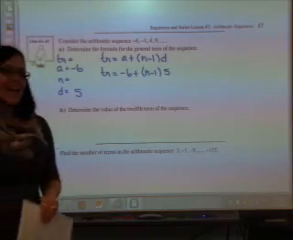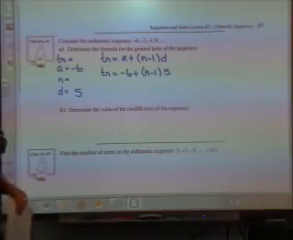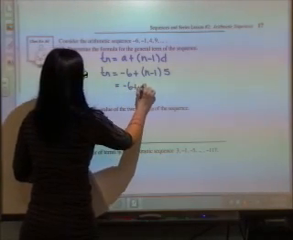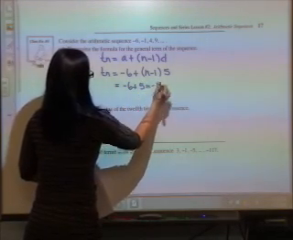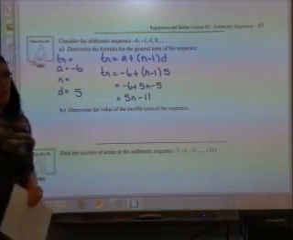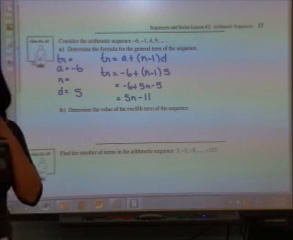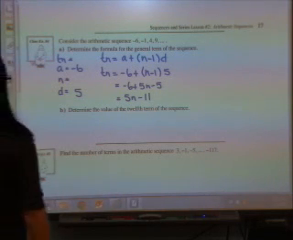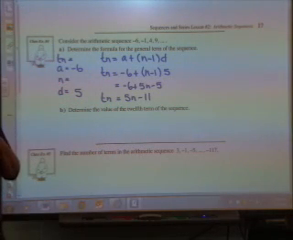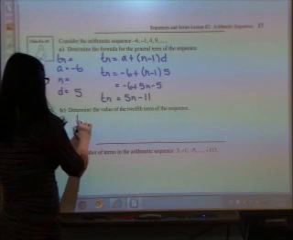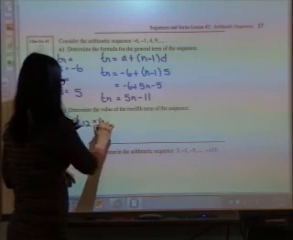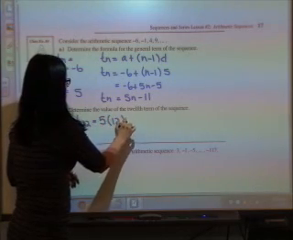And then like I did in the last example, I would clean it up. Remove the brackets, collect like terms. And I would get 5n minus 11. That would be my T of n, the general term. So then if I'm asked to find the 12th term of the sequence, T of 12, I could then substitute 12 in for n and solve.